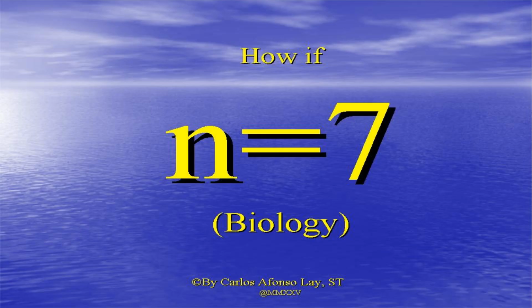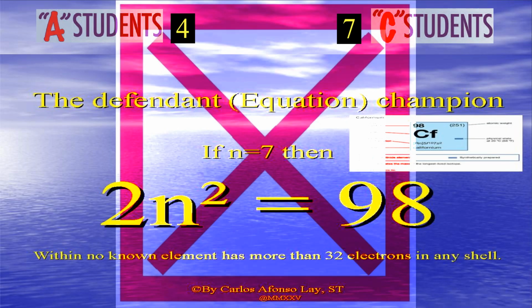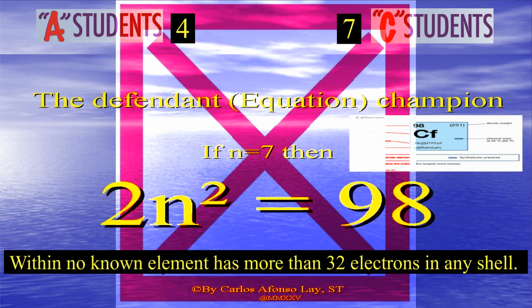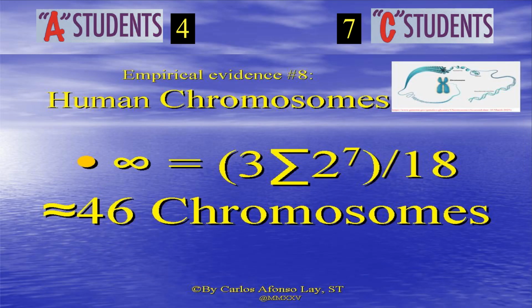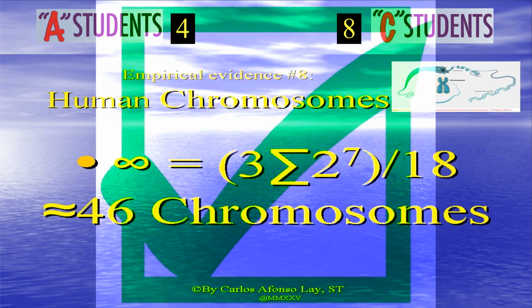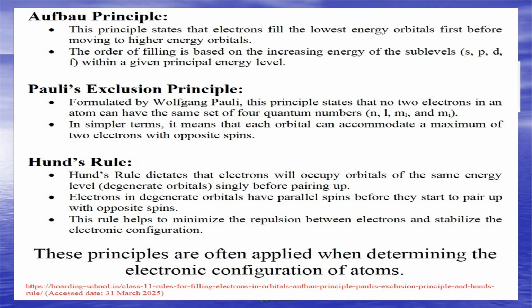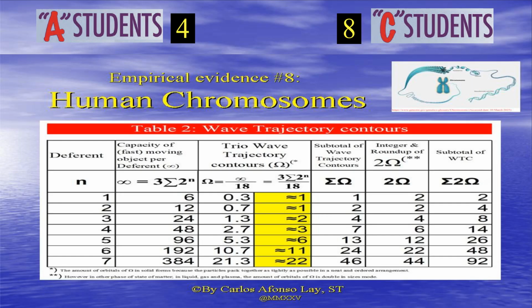This will be applied to biology. Defendant is equal to 98. Again, they stated no known element has more than 32 electrons in any shell. This is the statement. However, the challenger equation gives the human chromosome number: 3 sigma 2 power 7 divided by 18 equals 46 chromosomes. Why divided by 18? Because according to the Pauling statement, Pauling showed that there are no more than 2 electrons occupying one state.